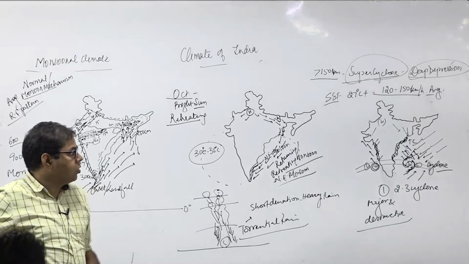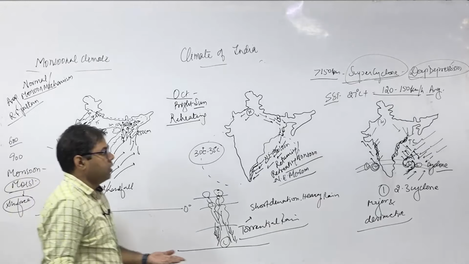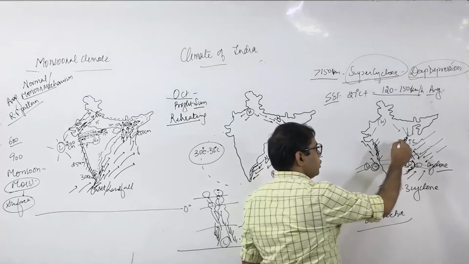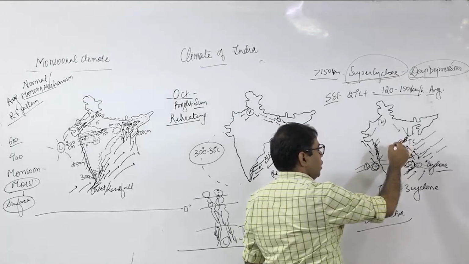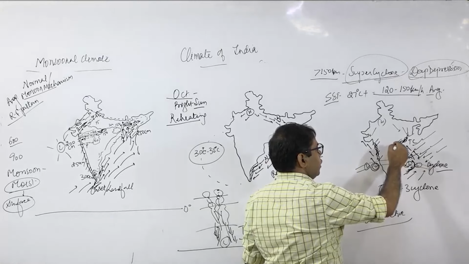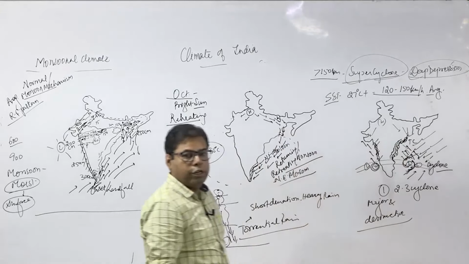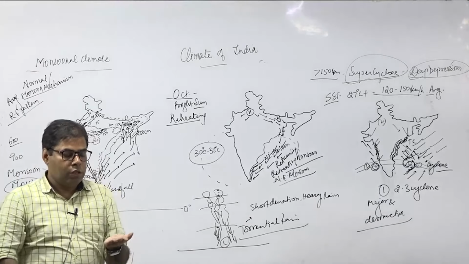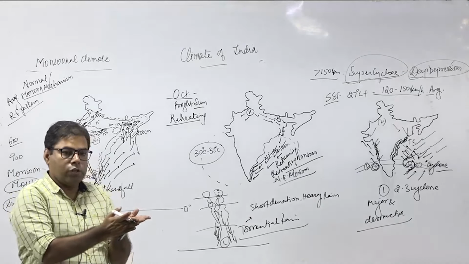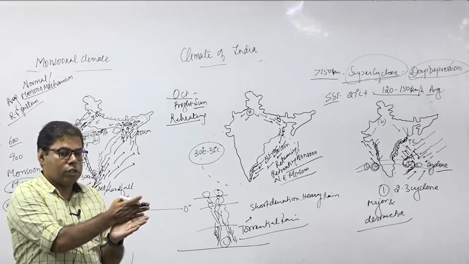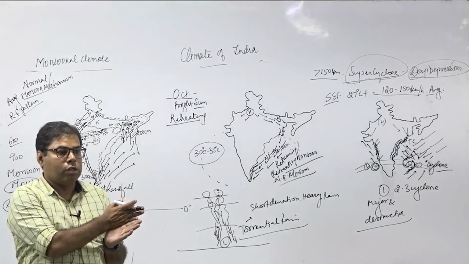So, that cyclone has been developing and then reaching the coast of India, but it is hardly crossing into the interior of India. There are 2-3 reasons. When this cyclone hits the coast of India and reaches the coastal areas, it is obstructed by the Eastern Ghats.